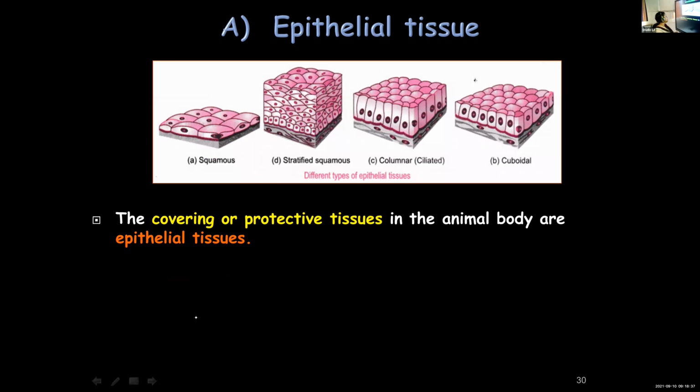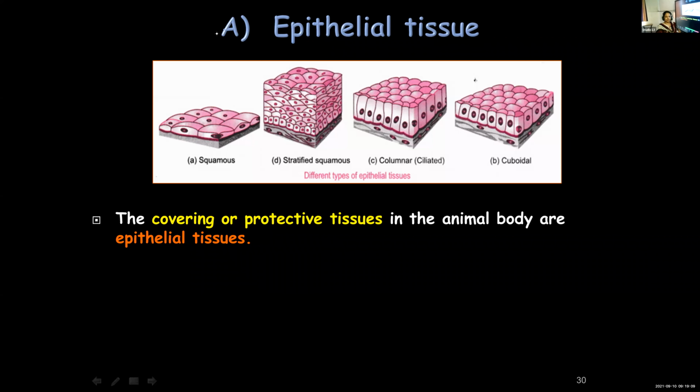We'll start with the first one, epithelial tissue. Children, when we learned about plant tissues, I told you about epidermis. What is epidermis? It is the outer covering, the outermost layer found in plant cells. Similarly, animals are also having an outer layer of protective tissue, and this is known as epithelial tissue. The covering or protective tissues in the animal body are known as epithelial tissue.